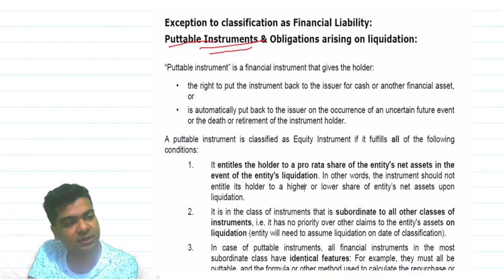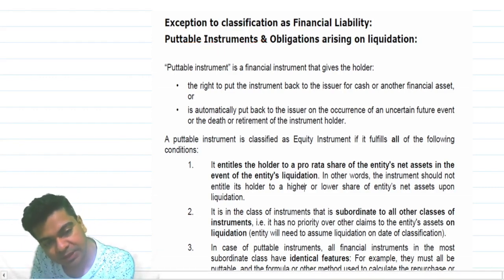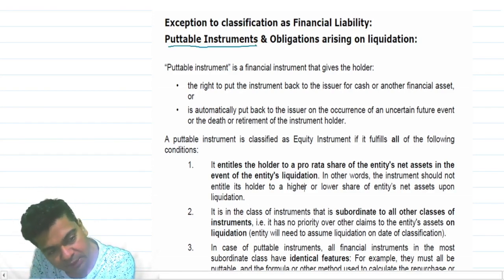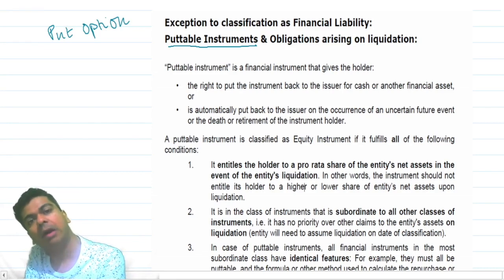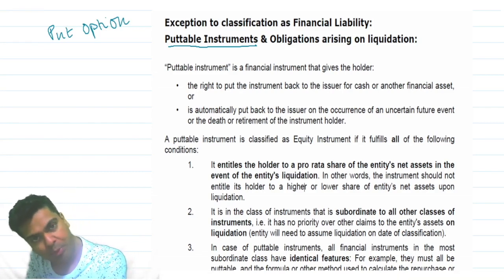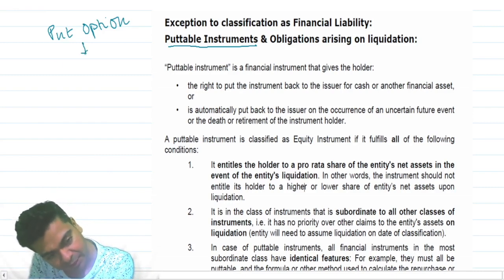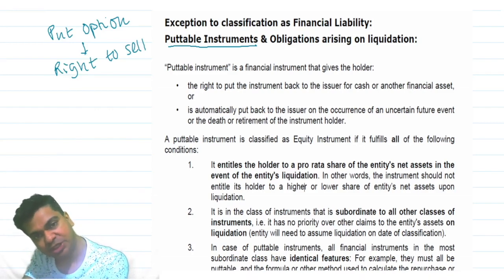Before everything else, it is necessary for us to understand what we mean by a puttable instrument. The word used is puttable. By puttable, they are referring to a put option. In derivatives, you have call options and put options. A call option gives you a right to buy. A put option gives you a right to sell. So by put option, we mean a right to sell. Of course, you do not have any obligation to sell. Right to sell without any obligation.